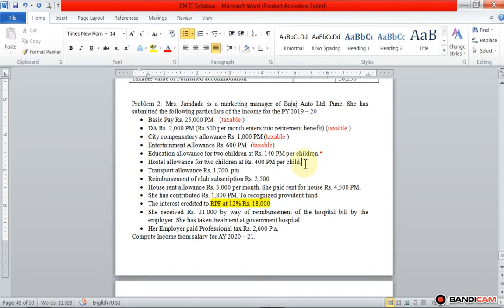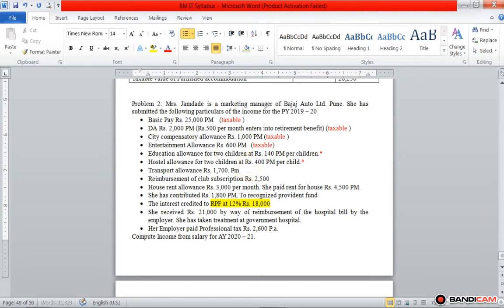Okay, then hostel allowance. Hostel allowance is given to her for two children amounted to rupees 400 per month per child. So it is also partly exempted: rupees 300 per month per child is exempted. Make a star because the hostel allowance is also a partly exempted allowance.